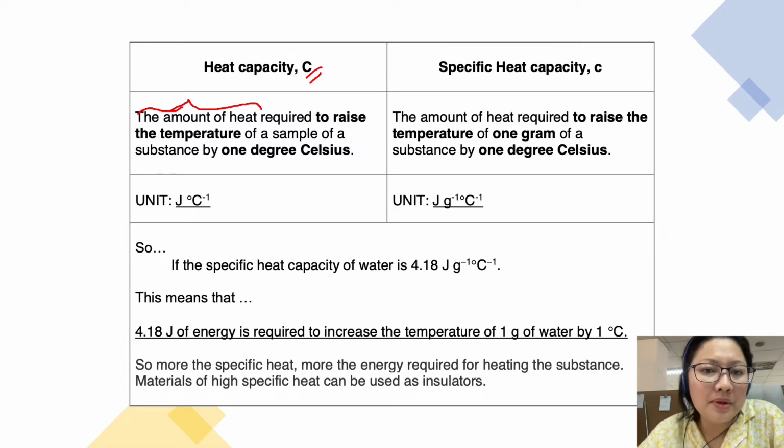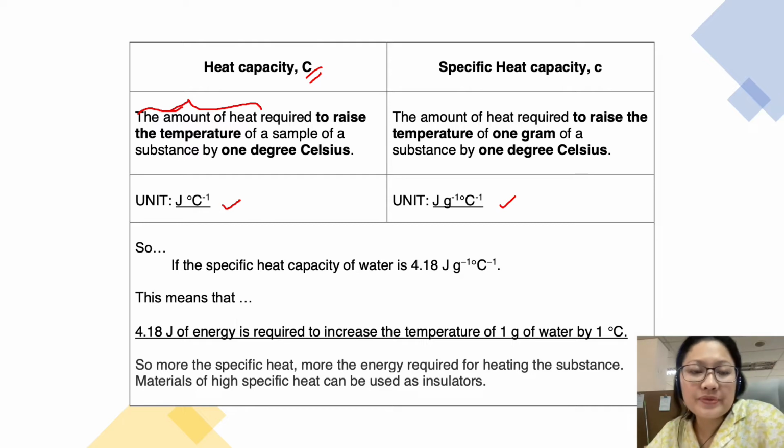Okay, and then how about specific heat capacity? We call it specific because it is very specific, because as you can see in the definition here, it is the amount of heat required to raise the temperature of 1 gram of a substance by 1 degree Celsius. Okay, so this is the unit for heat capacity, and this is the unit for specific heat capacity.